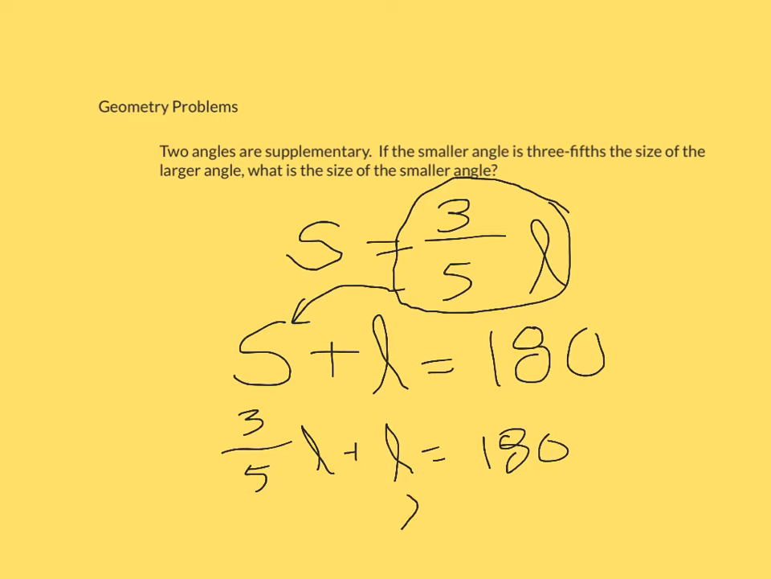When I'm done, I'm going to get a number for L. This is why it's important not to use something like X and Y. Using L reminds me that that variable represents the larger angle. And the question is, what is the size of the smaller angle? So I won't be done when I get L. I need to multiply L by 3/5 to get S.